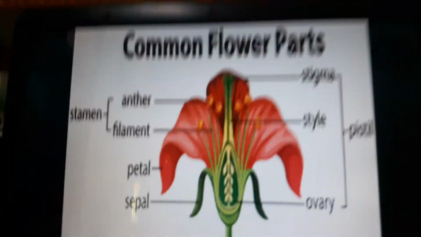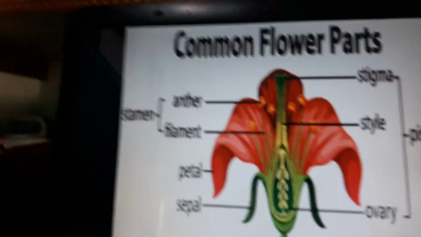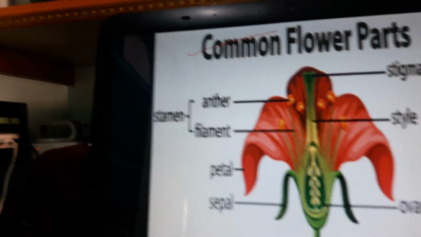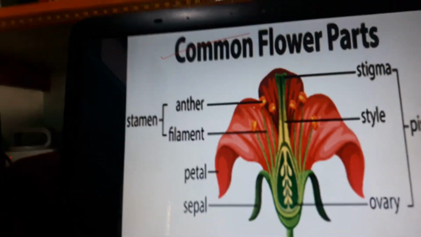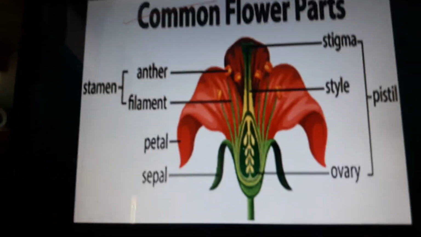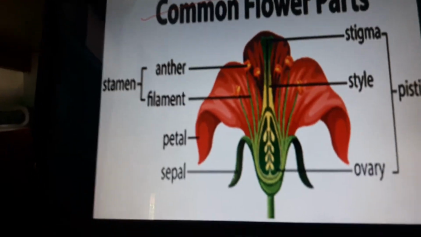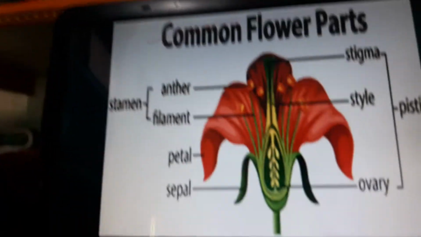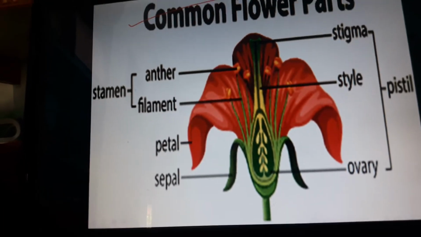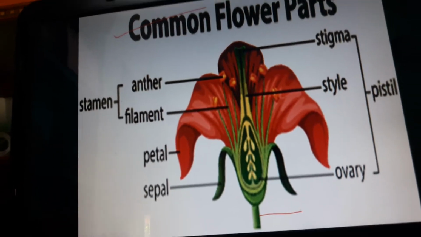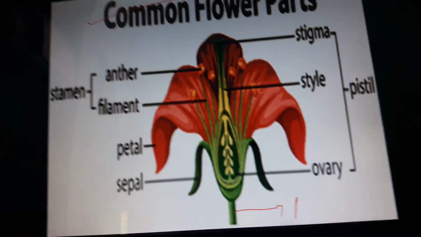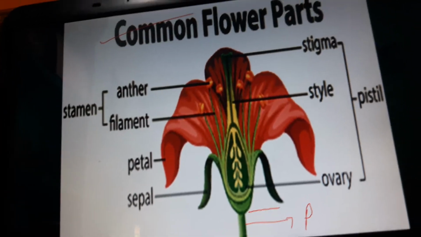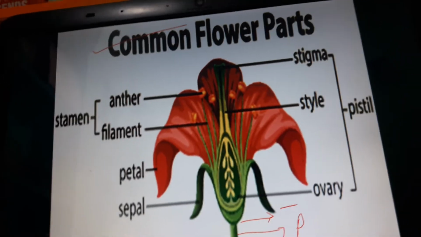So let me start again. Common flower parts: stamen, anther, filament. Let me first show you from the outer layer, which I promised in part 1. Here you have the thalamus, here you have the pedicle. It's not needed in your syllabus, so I'm not going into it.